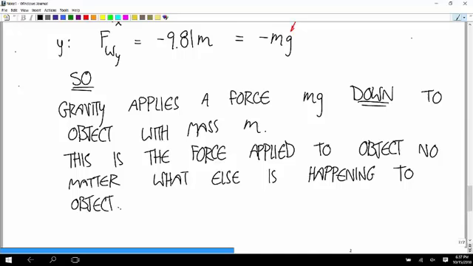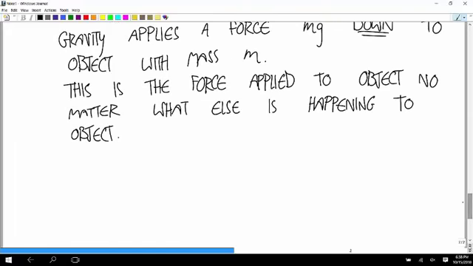Okay, so I want to take a minute to talk about this in relation to the common misconception number one that I talked about. So how does this relate to common misconception number one?